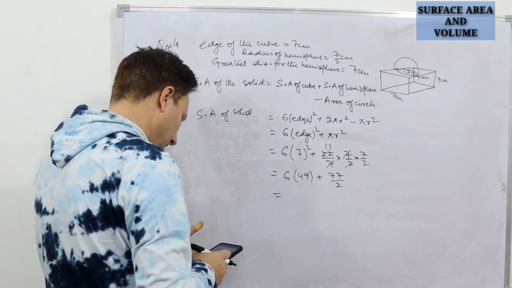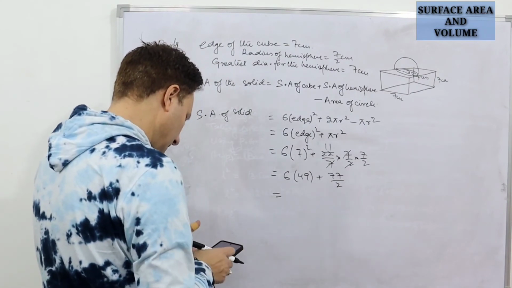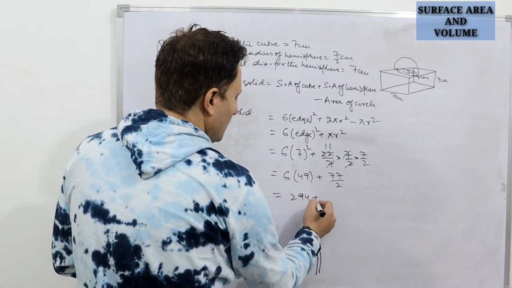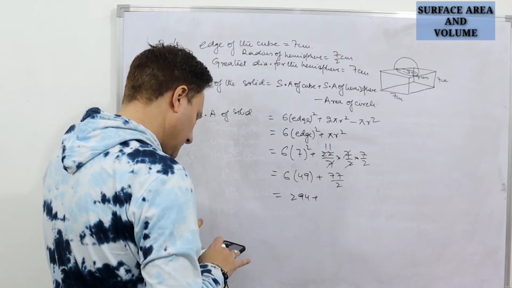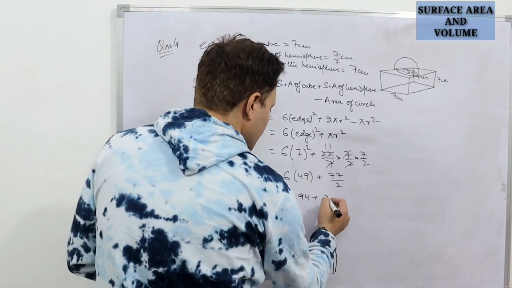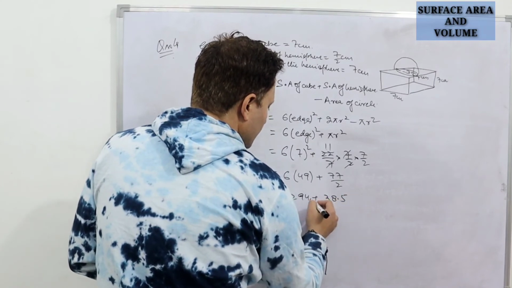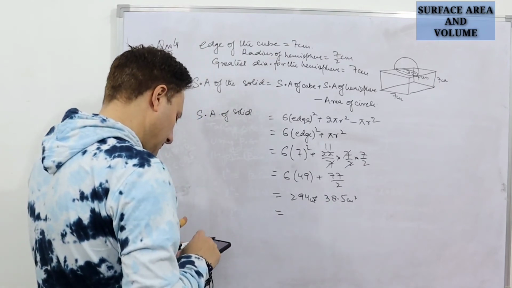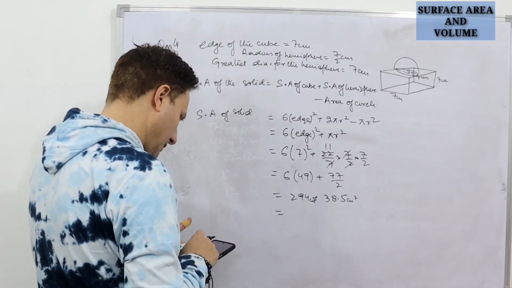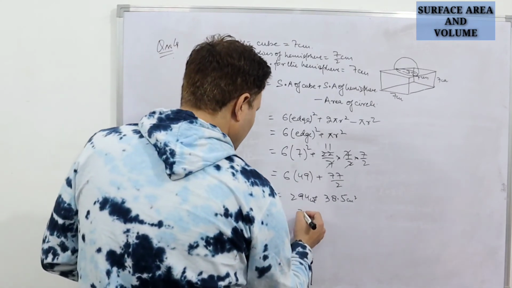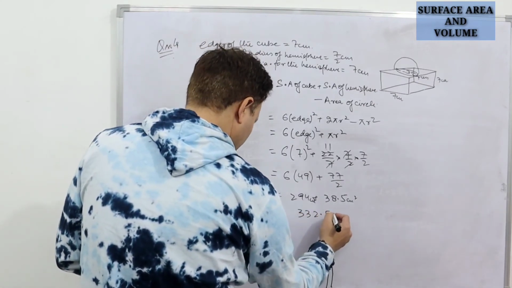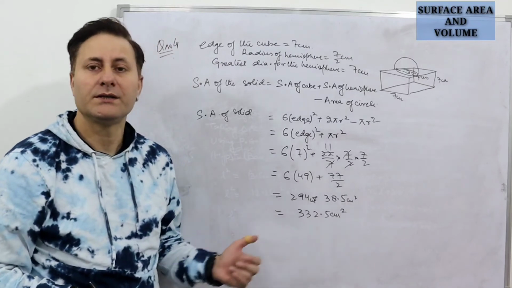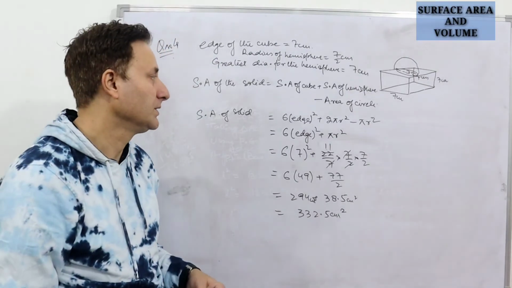So if we multiply 6 by 49, it is 294, plus 77 divided by 2 is 38.5. Obviously this is centimeter square. And now if we add both of these, 38.5 plus 294, it gives us the value 332.5 centimeter square. That is the answer for this particular question. I hope this is clear guys.